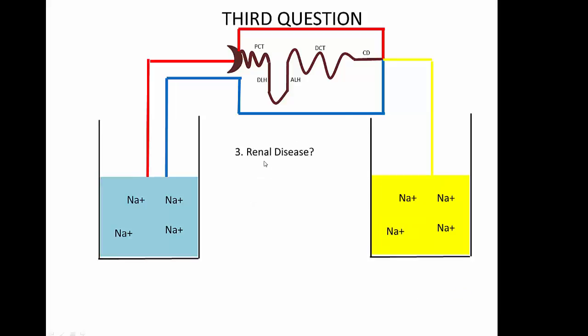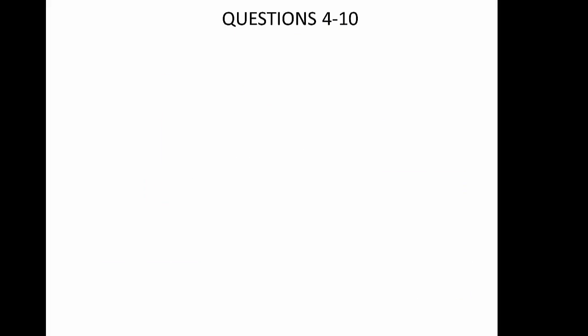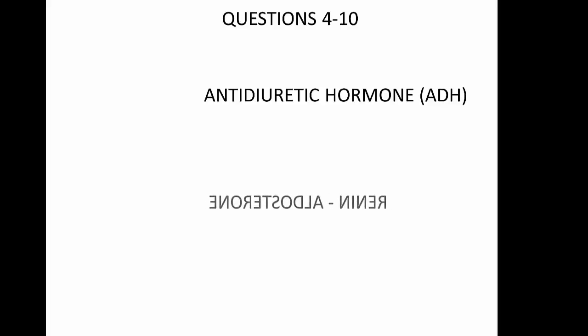And similarly, if you have kidney disease, the sodium is not absorbed, and therefore it ends up in the urine. And what's our urine sodium now? It's going to be high, just like with the diuretic. So for questions 4 through 10, we will talk about antidiuretic hormone and renin and aldosterone.